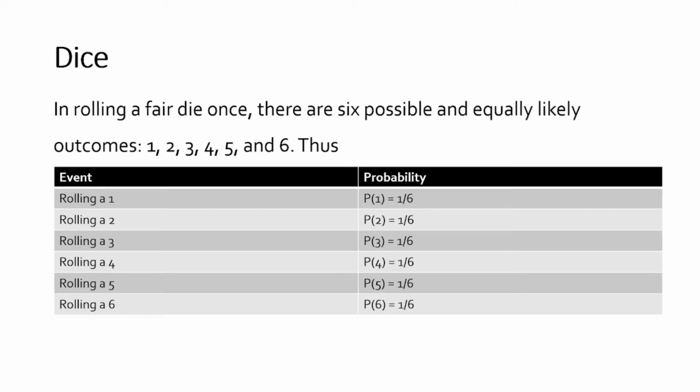In rolling a fair die once, there are 6 possible and equally likely outcomes: 1, 2, 3, 4, 5 and 6. Therefore, the probability of rolling a 1 is 1 by 6, 2 is 1 by 6, 3 is 1 by 6, 4 is 1 by 6, 5 is 1 by 6 and 6 is 1 by 6.